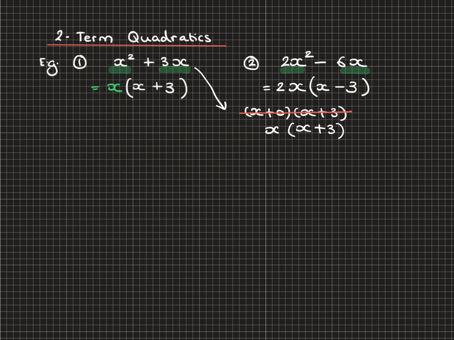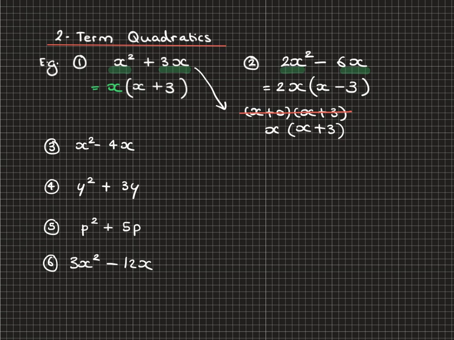So a number of examples are going to come up where you've got two-term quadratics with a common factor in each. Factorise each of these using one bracket only. So here are your questions. Factorise each of these two-term quadratics, please.